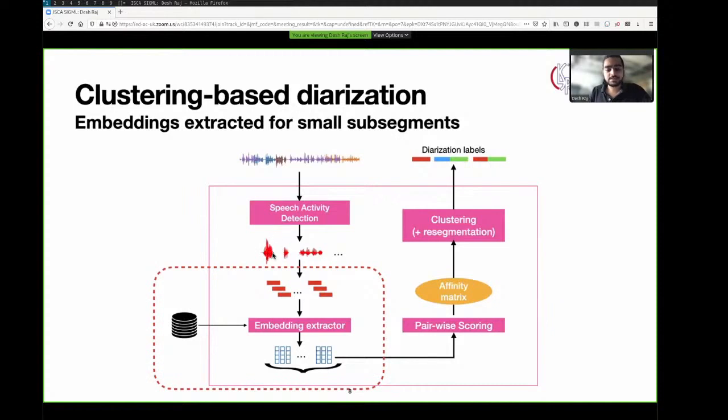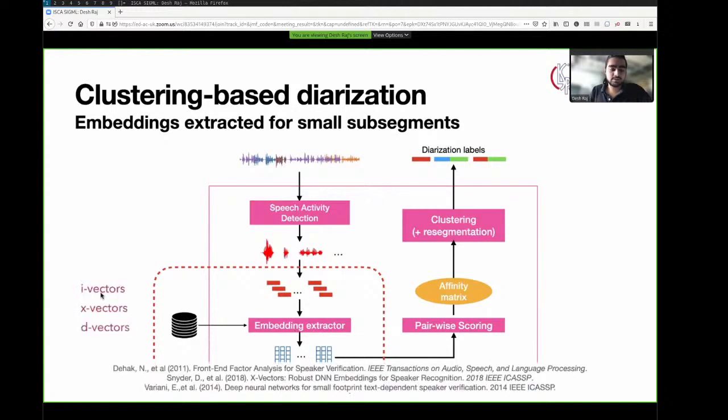The next step, once you have obtained these speech segments, is to divide them into very small subsegments and extract embeddings for each of these subsegments. So these embeddings may be anything, something like I-vectors, X-vectors, D-vectors, and so on. And these are usually trained with a speaker recognition, speaker classification objective. And the idea is that if you train these models with a speaker recognition objective, then the embedding extractor would be trained to obtain speaker information from these small subsegments, which is actually what we need if we want to perform clustering and we want the clusters to denote speaker identities.